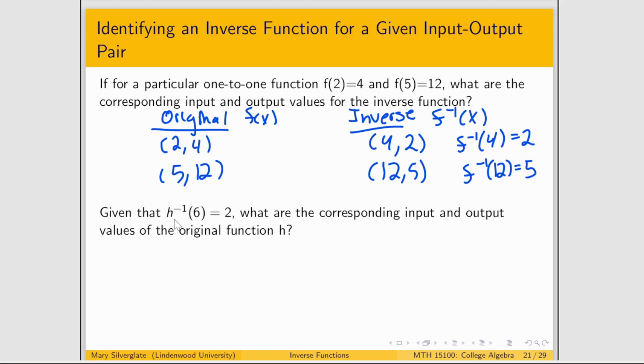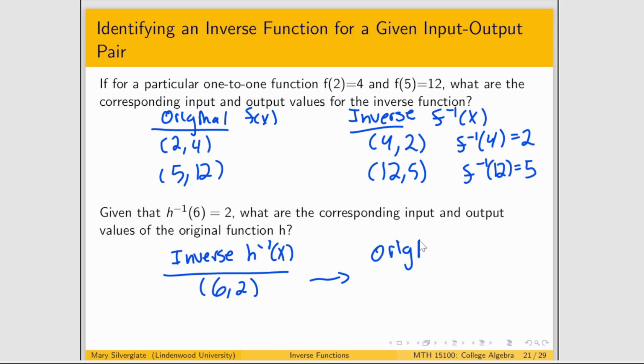What if I gave you that the inverse function evaluated at 6 was 2? What would have to be true of the original function? Well, here they gave you that the inverse has the point 6, 2. So that means the original must have the point 2, 6. Or in function notation, that would be h evaluated at 2 is 6.